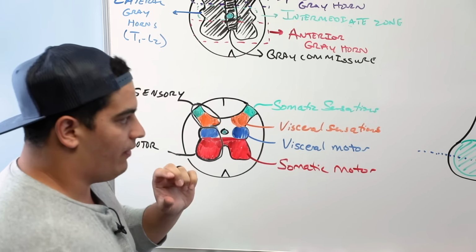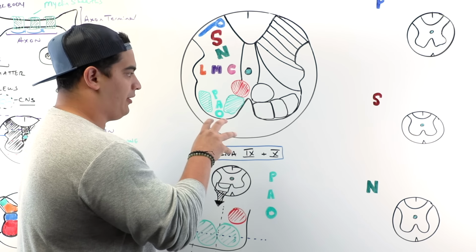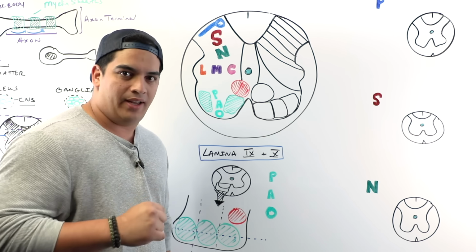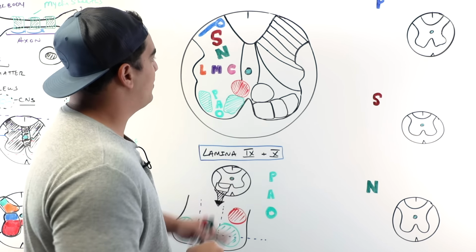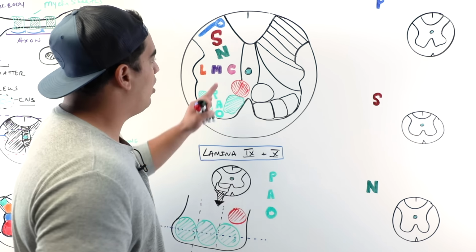Now, let's dig in a little bit deeper into this gray matter. We know the basic concept of the gray matter of the spinal cord, but we're ninja nerds. We got to dive in. We got to dive in deep. So what we're going to do is talk about another concept here called Rexed laminae, or lamina of Rexed, and their associated nuclei within the gray matter.